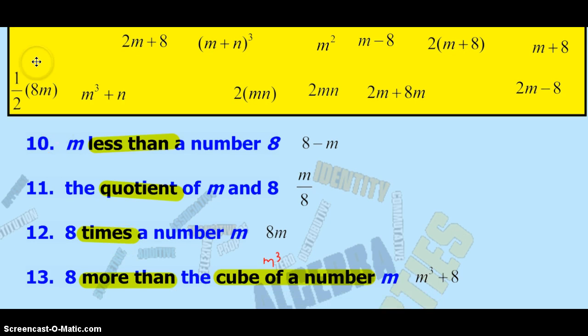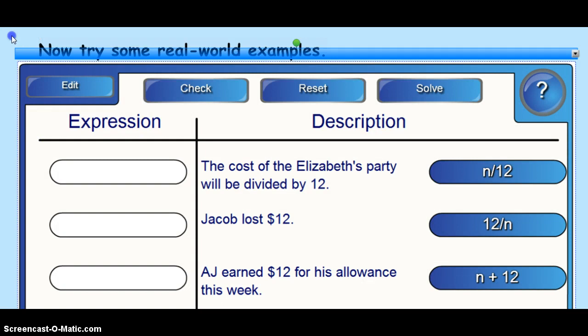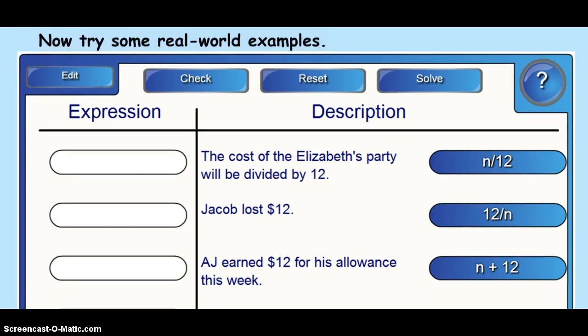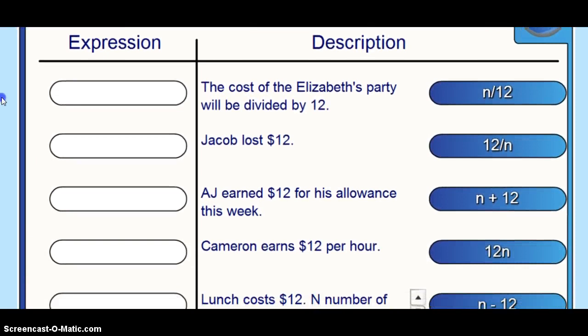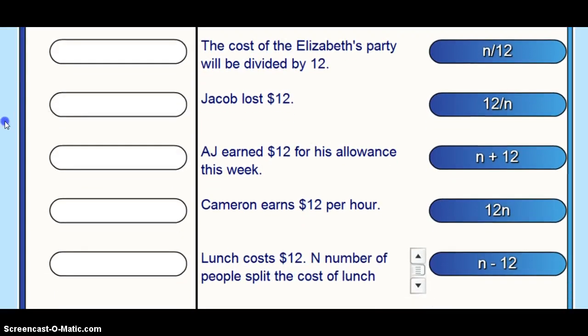So one last thing that we're going to look at today is some real-world examples of how algebraic expressions can be expressed. So all of these are very similar in nature, and we're going to see if we can figure out which ones go where and why. So again, we're going to be looking for those key words.